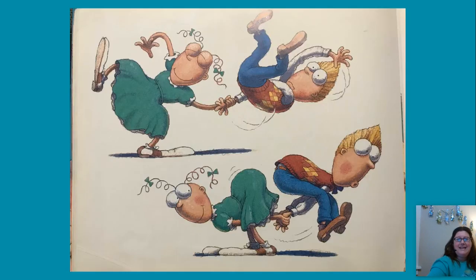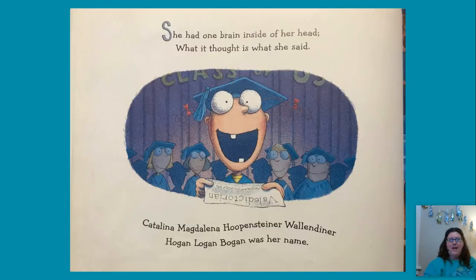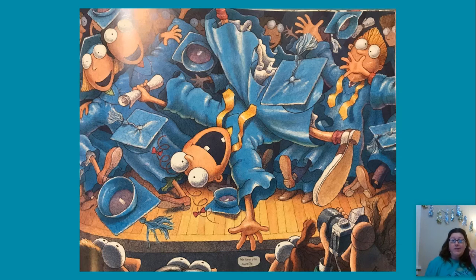Catalina, Magdalena, Hoopensteiner, Wallendiner, Hogan, Logan, Bogan was her name. She had one brain inside of her head, and what it thought is what she said. Catalina, Magdalena, Hoopensteiner, Wallendiner, Hogan, Logan, Bogan was her name.